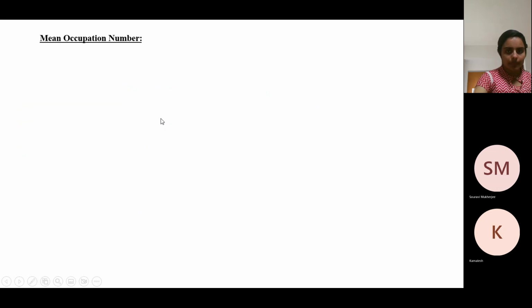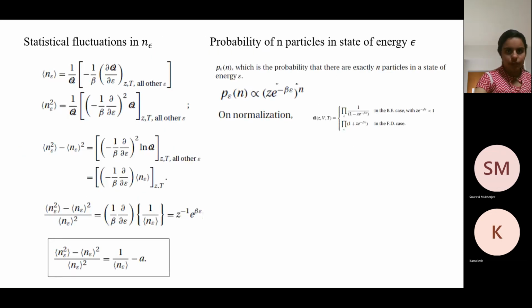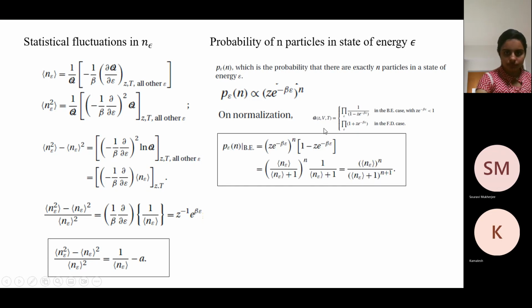So if you do that, you would get something like this. P is proportional to z e to the power minus beta epsilon, whole to the power n. And then when you normalize, considering the different expressions for the partition function, you would get an expression like this. So for the Bose-Einstein case, you would multiply by 1 minus z e to the power minus beta epsilon, because for each term you have this term in the denominator. So in order to normalize, you have to multiply by this term, right? And that would give you the expression for the probability of having n particles in some state with energy epsilon.